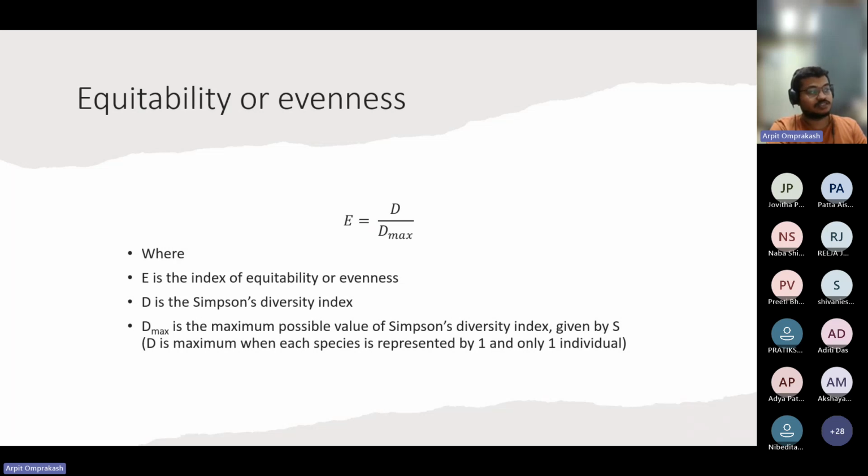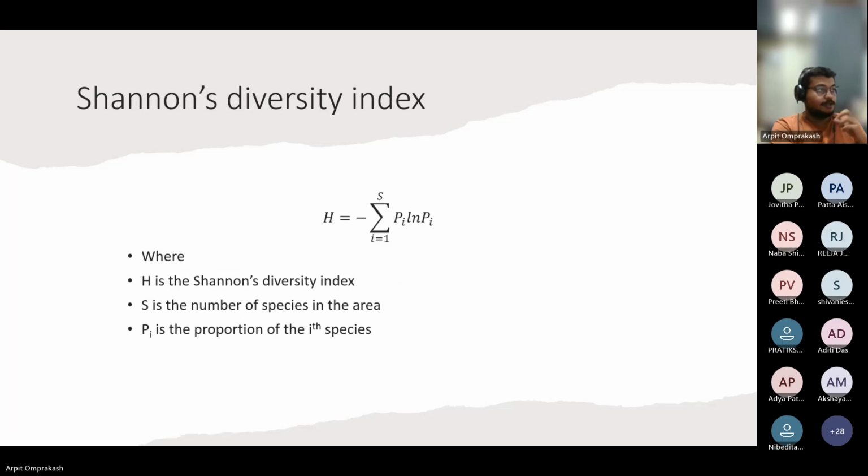A high evenness means that all species are equally distributed, so there's equal number of individuals of all different species, and a low evenness means that there's one species that is dominating, or very few species that are dominating. Another index we have is the Shannon's diversity index, which basically again uses Pi, which is the proportion of ith species, and also uses S, which is the number of species in a given area, and it takes the log of Pi and the sum of this to arrive at a value which denotes the diversity of a given area.